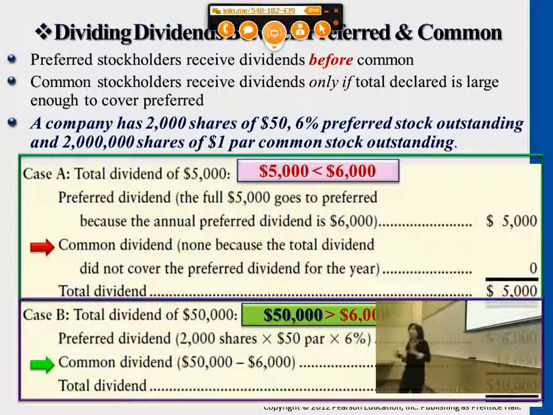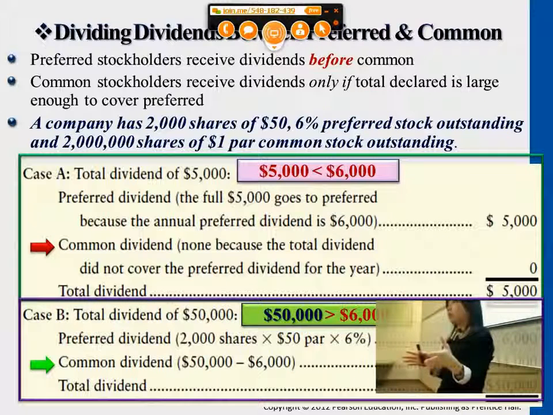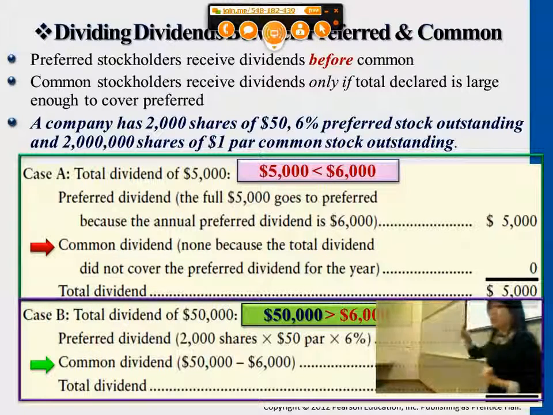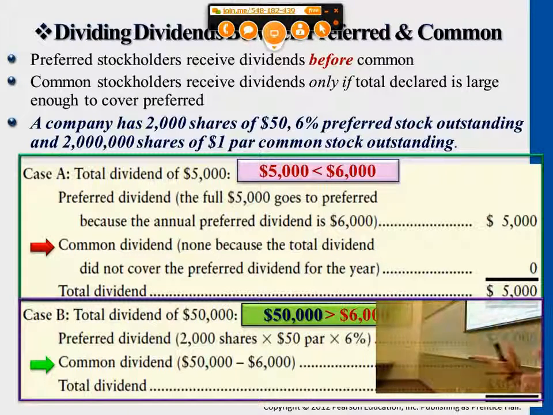So sometimes common shareholders will receive nothing. That's the first case, or just receive a little bit. So the first case here, $5,000, we first calculate what is the part that preferred shareholders are receiving. So assuming, again, 2,000 shares, preferred shareholders, each share is $50, and let's say the dividend rate is 6%. Now you use 2,000 times 50 times 6%. That will give you $6,000, the total amount that preferred shareholders can receive.